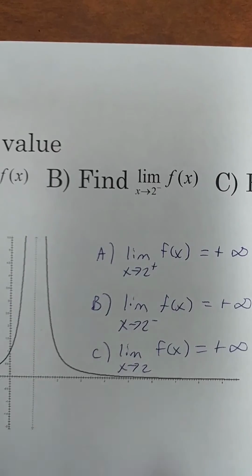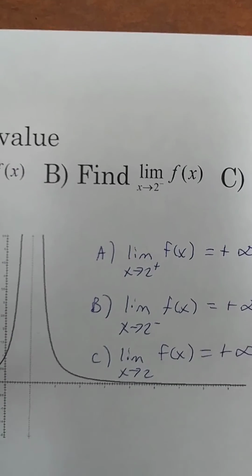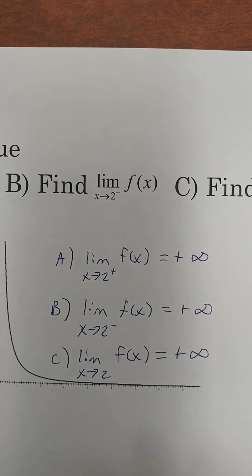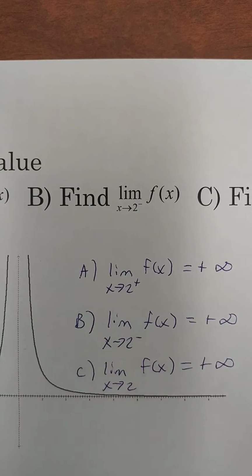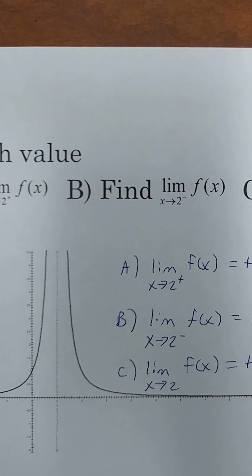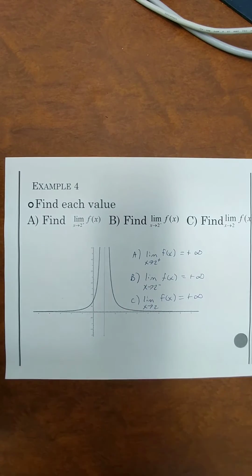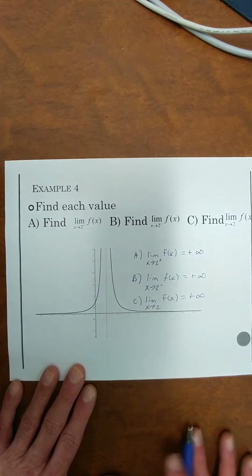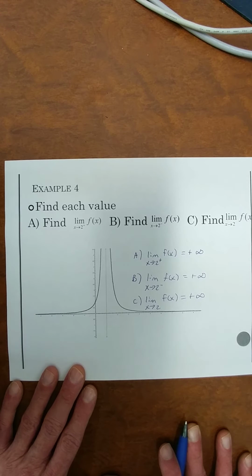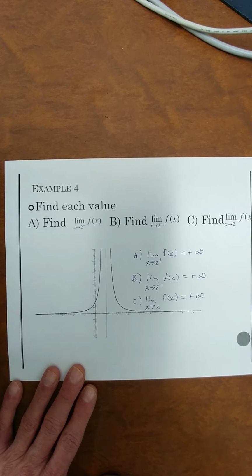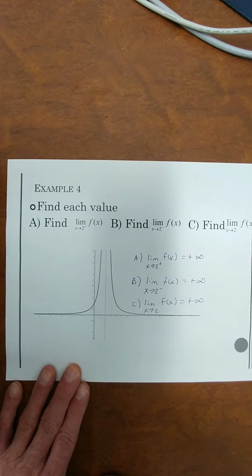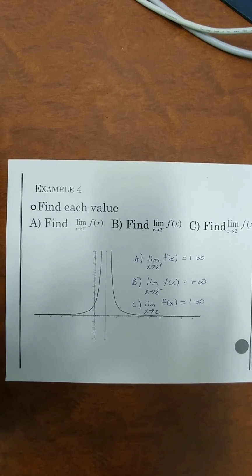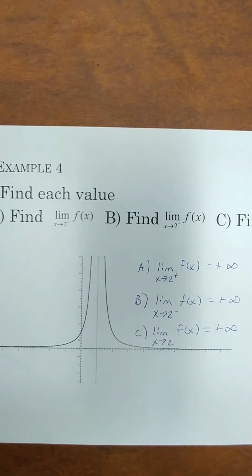Let me zoom out a little bit. Let's see. There we go. Probably went out too far. But it appears that both directional limits are approaching positive infinity. So the overall limit is positive infinity. Now I'll zoom in so you can see it a little better.